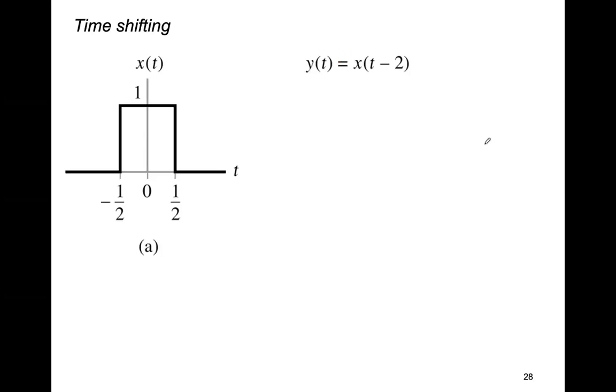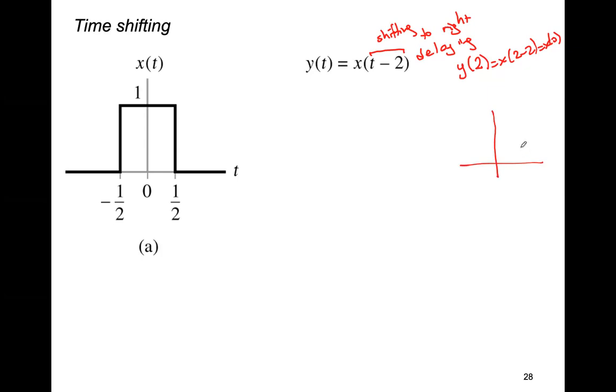We talked about time shifting in the class. If you think about time shifting, okay, what would we say? X of t minus 2 is like shifting to the right. It also means delaying a signal. Okay, how do you do this? Let me explain. Like y of 2 is equal to x of 2 minus 2, which is equal to x of 0. Okay, my y of 2 value, which is somewhere here, now it is equal to x of 0, this one.